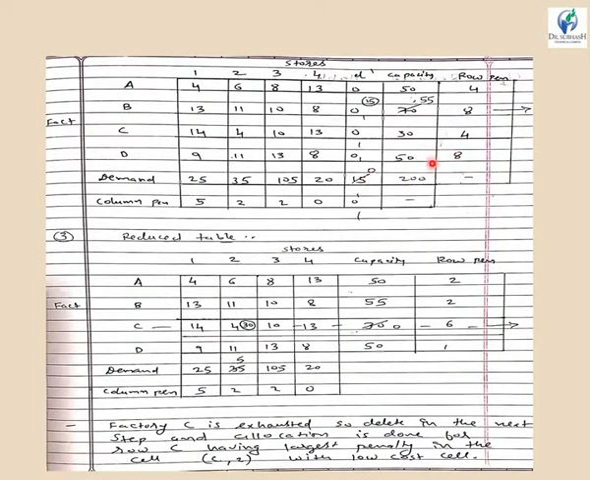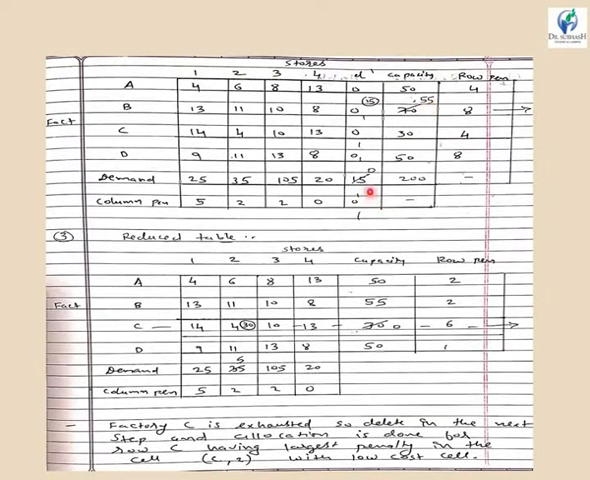In both the rows the smallest element is 0, and in this also it is 0. So for example, I am selecting this. The allocation will be done in the lowest cost cell among that row. So in row B, the lowest cost cell among 13, 11, 10, 8 and 0 is 0. So I will do the allocation over here. Now how to do the allocation? You can see the demand of D store is 15 and the supply capacity is 70.